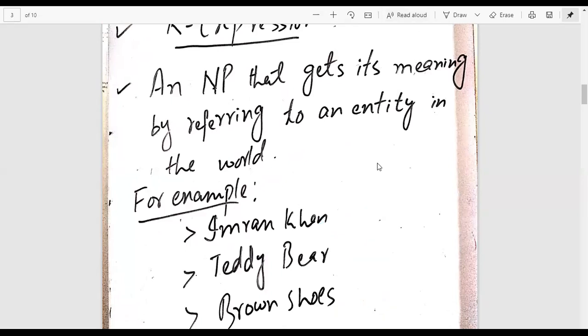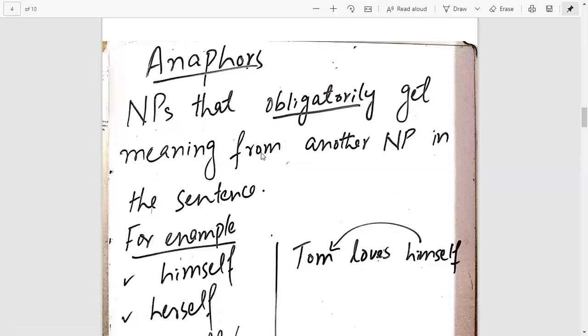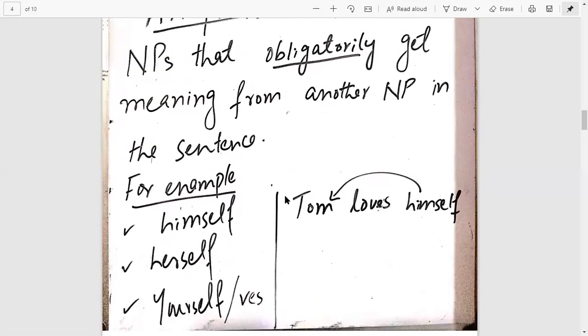So next point, this is anaphors. So what are anaphors? Noun phrases that obligatorily get their meaning from another NP in the sentence. So such noun phrases which obligatorily get meaning from another noun phrase in the sentence are known as anaphors. For example, here we have himself, herself, yourself, etc. You can include all these reflexives or anaphors as an example here.